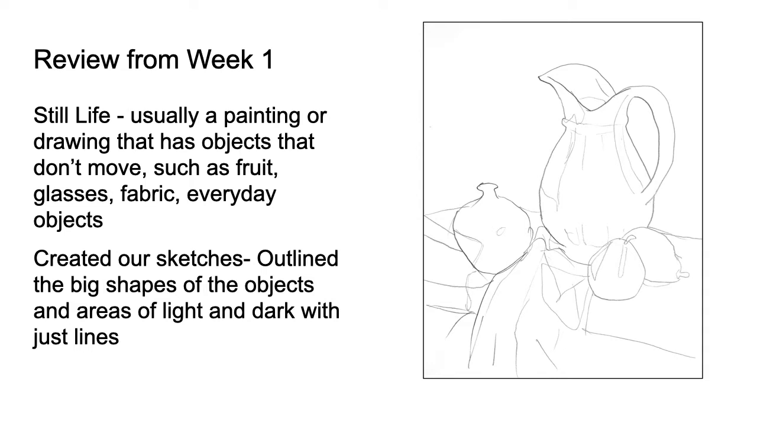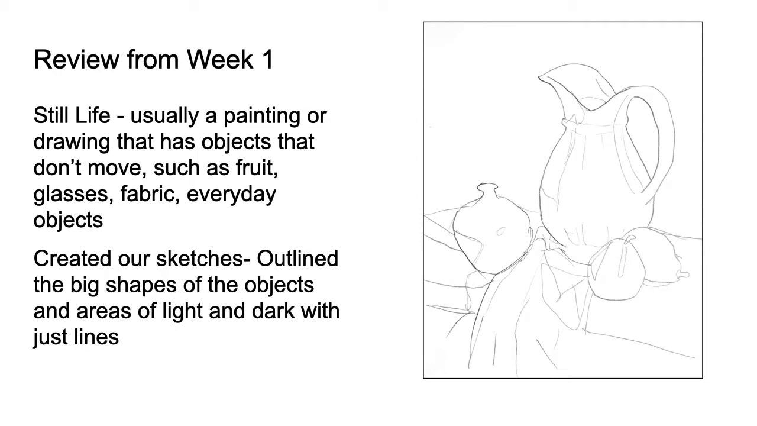If you remember, last week we went over what a still life is, and it's usually a drawing or a painting that has objects from everyday life, and artists would use this to show their situation, so how they were living, what their daily life was like. We created our sketches, which were an outline of the big shapes and objects in our still life, and we outlined areas of light and dark only using line.